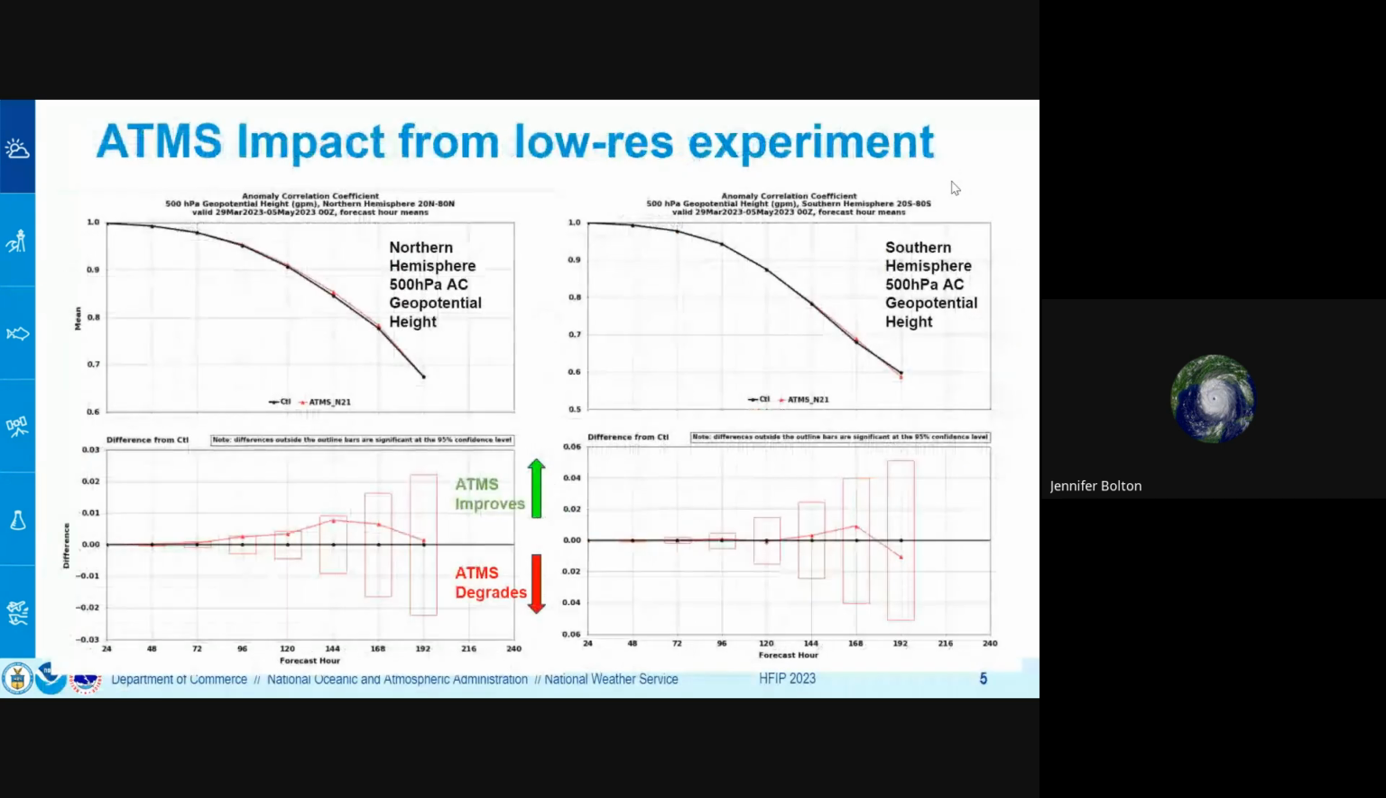Next slide, please. And here's the same thing, but now the microwave, so ATMS again. Slightly positive results, in fact, slightly bigger than CrIS. This is a good sign. Microwave is sort of the gold standard for improving short-term forecast errors in the global system.